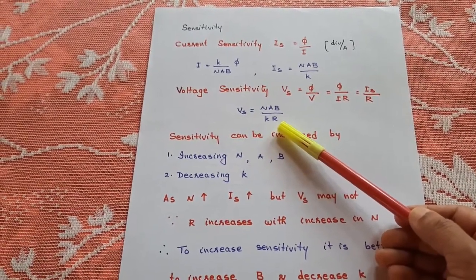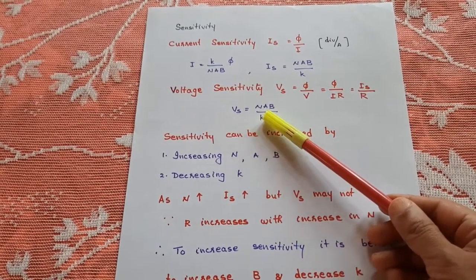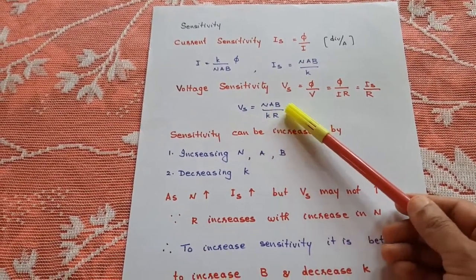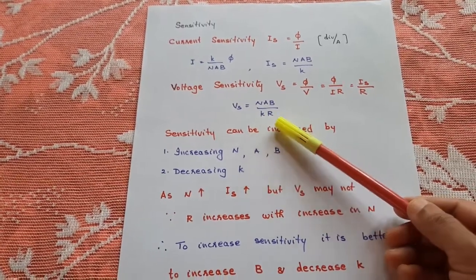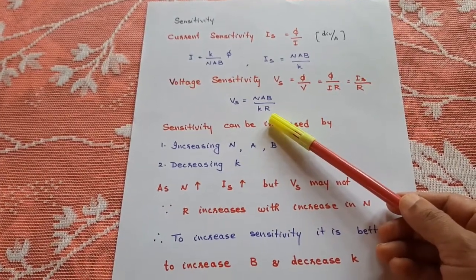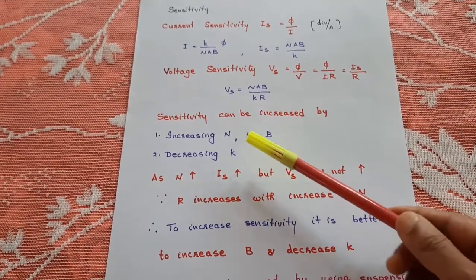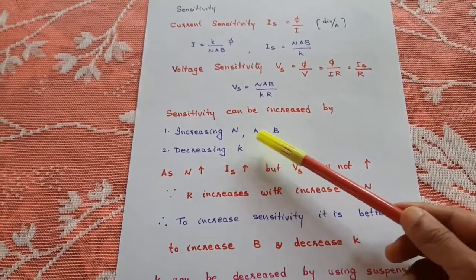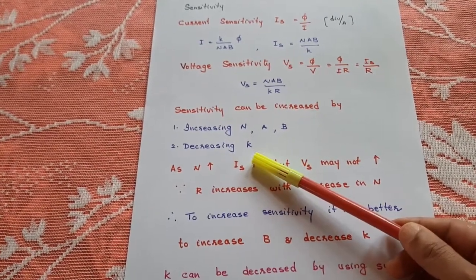So sensitivity of the galvanometer depends on number of turns, area of the coil, magnetic field, torsional constant and resistance of the coil. So sensitivity can be increased by increasing N, A or B and by decreasing K.